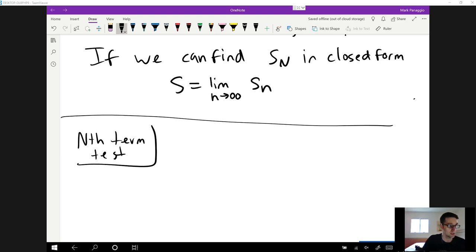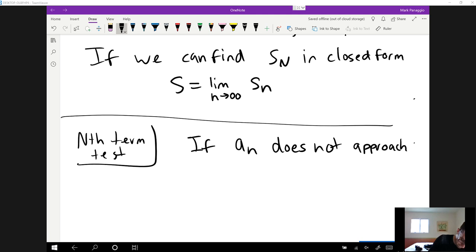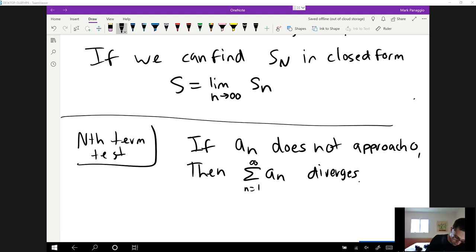So here's what the nth term test says. It says that if a_n does not approach 0, then the sum of a_n diverges. Okay? So if the terms in the sum are not getting smaller and smaller and smaller, if they are not getting closer and closer to 0, then we can conclude that the sum diverges.